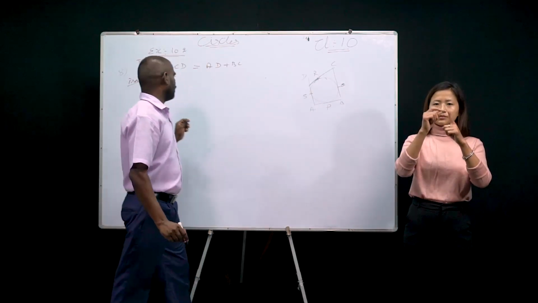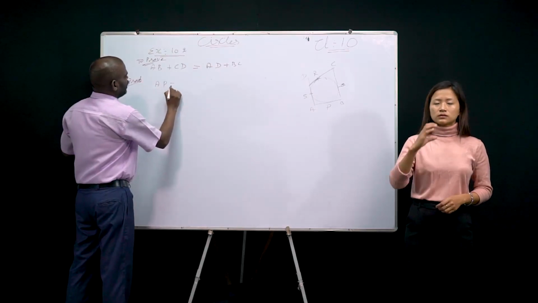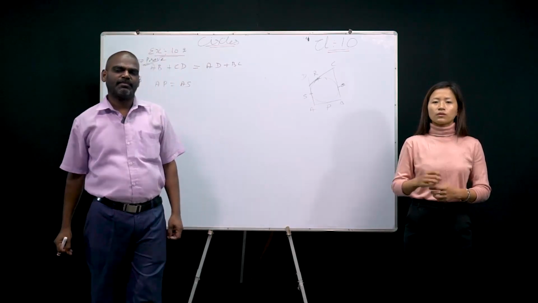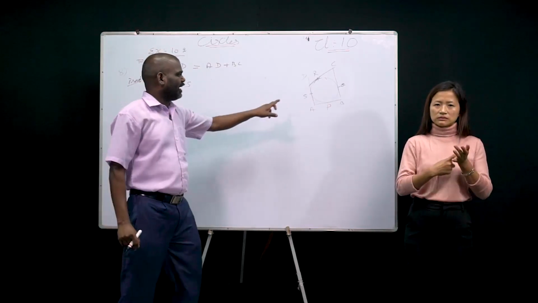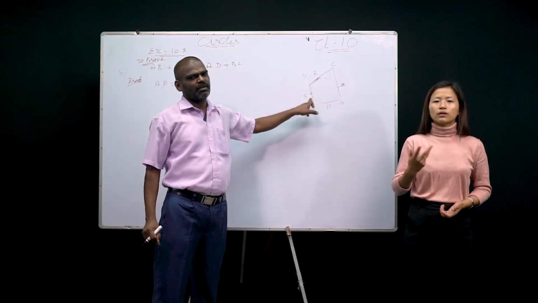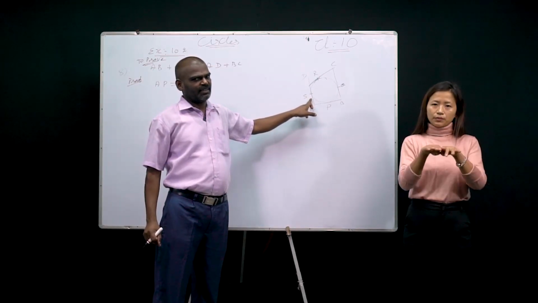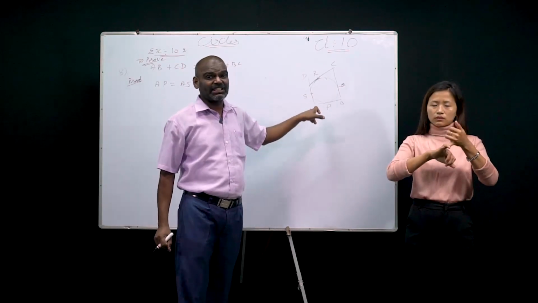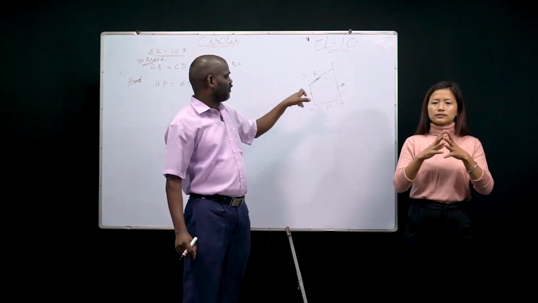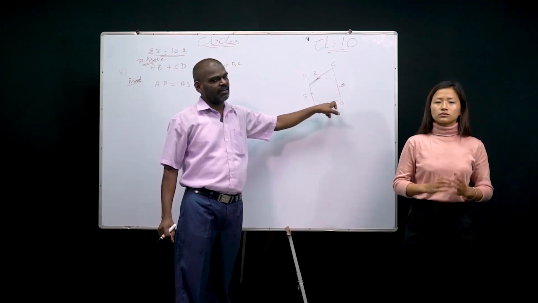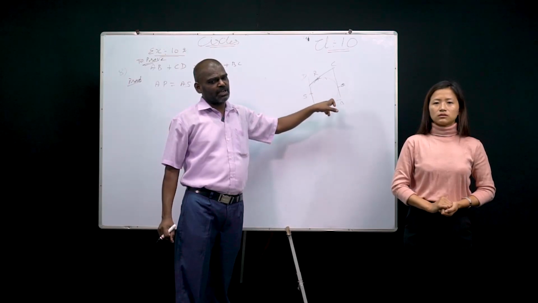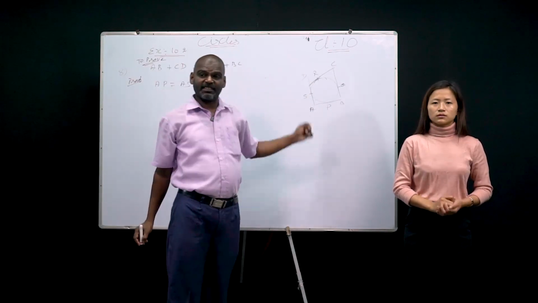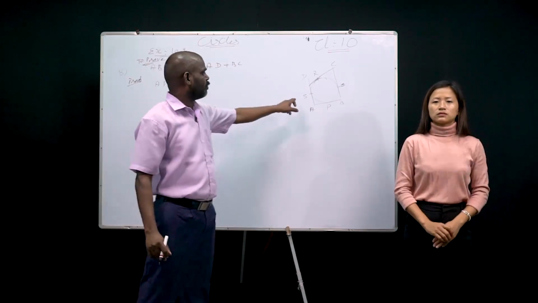AP and AS, equal or not? I am telling you AP is equal to AS. Why? Tell me the reason. Yes, your answer is correct. AP and AS are tangents from an external point to the circle, which touches at only one place, right? So this is called a tangent. So AP and AS both are equal because they are tangents.